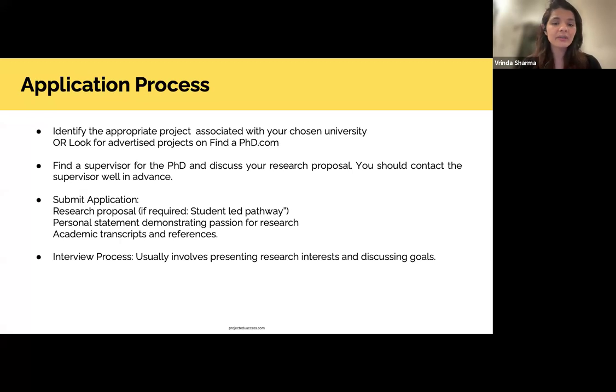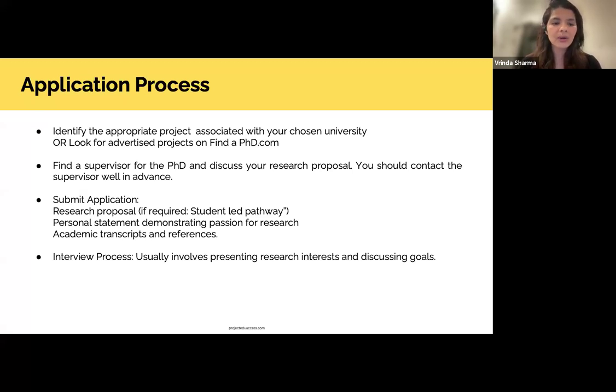Then it's very, very important to speak to the supervisor first. So discuss your experience and discuss the research proposal with them before applying for any project, because this way you'd be able to see whether you would be able to gel well in their lab and vice versa. And the next important thing is to submit the application. So what all things are required in that? Research proposal, optional if it's a student-led pathway. Personal statement forms a very, very important part of your application process.